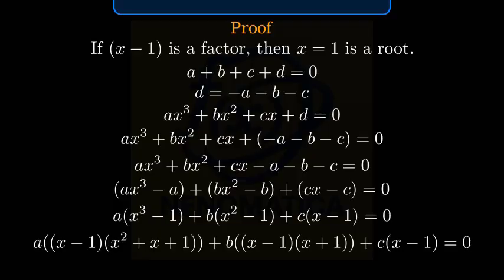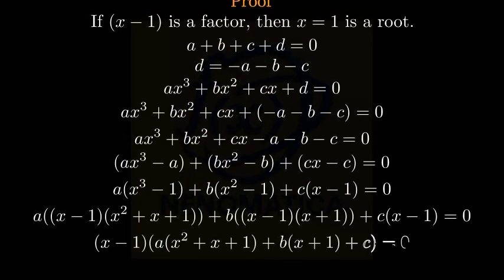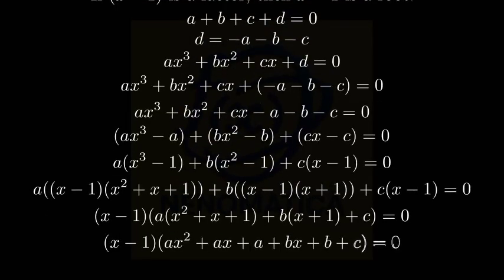Notice that x minus 1 is a common factor in all terms, so we can factor it out to get x minus 1 times a times x squared plus x plus 1 plus b times x plus 1 plus c equals 0. Now, we have factored the cubic equation into the product of x minus 1 and a quadratic expression. If we expand the quadratic part, we get x minus 1 times ax squared plus ax plus a plus bx plus b plus c equals 0.